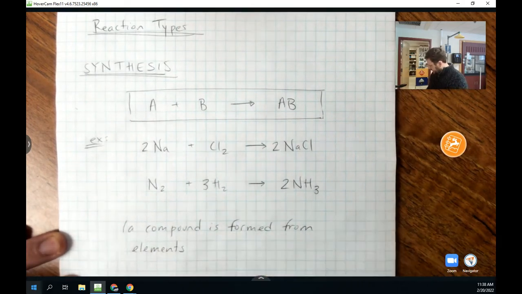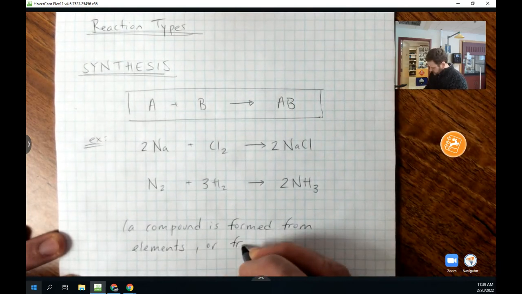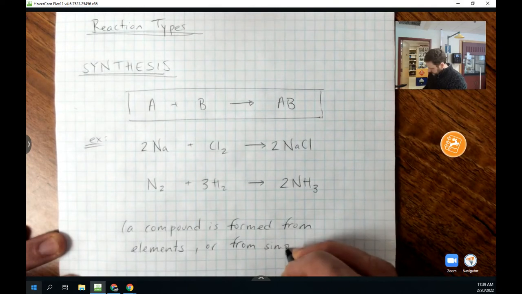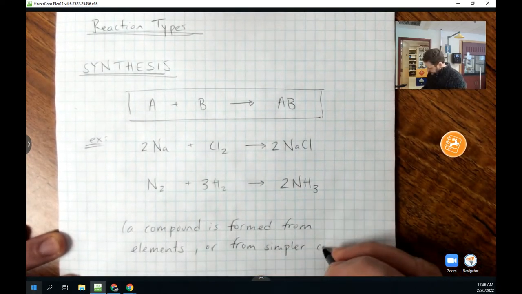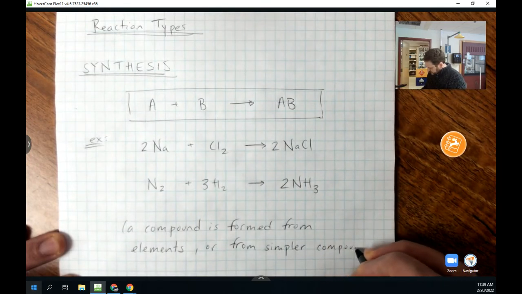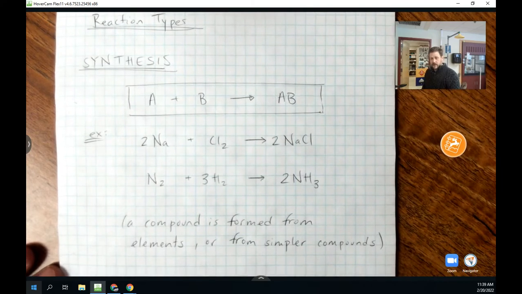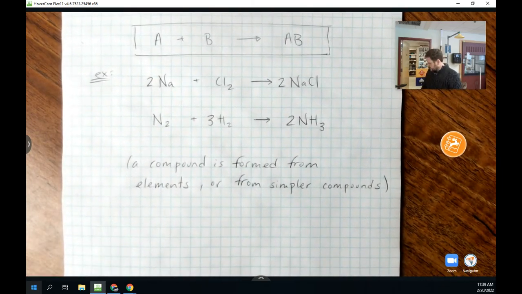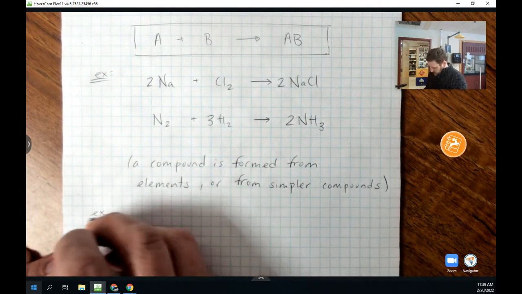like you see above, or from simpler compounds. And I want to give you an example of that second scenario. A compound can be formed from simpler compounds. For instance, you might have heard of photosynthesis. Of course, that's a type of synthesis reaction. So I'm going to give you some more examples here.